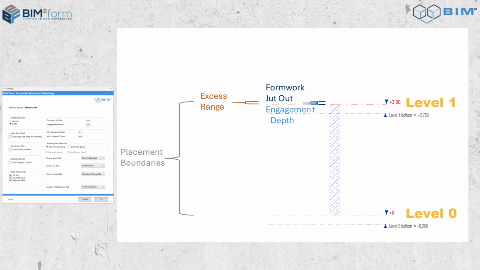Formwork jutout of 0.05 m marks the minimum distance outward from the top edge of the wall. Engagement depth of 0.65 m marks the maximum distance inward from the top edge where solutions can be calculated. This defined range is necessary for BIMterform to find combinations that fit within this area.